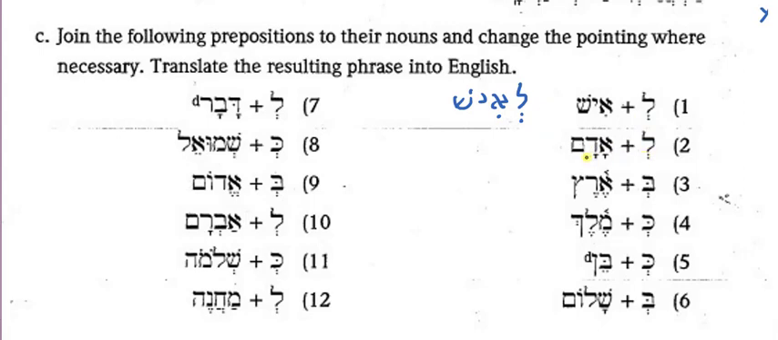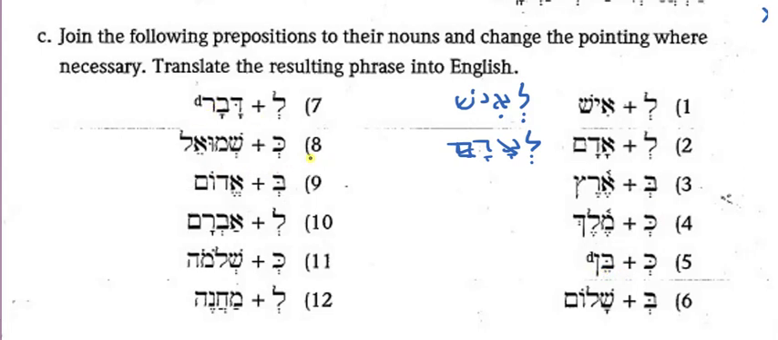Le needs to be attached to Adam in number 2. That one's also easy. I put le with its standard vocal shiva in front of Adam. No problem at all there. Le Adam. Let's look at where there could be a potential problem. Look at 8.